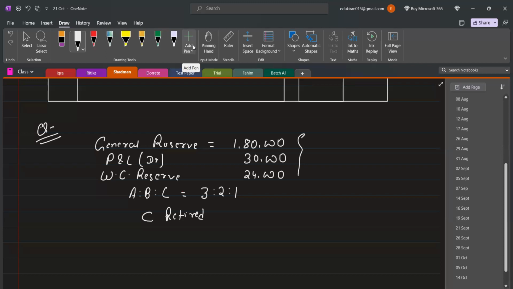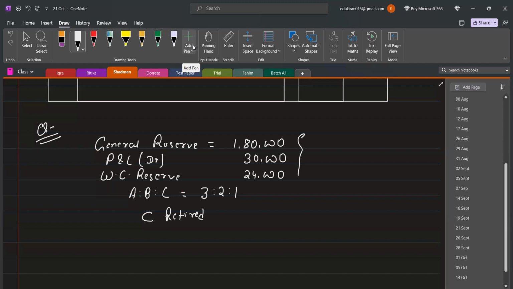Sir, done. Okay. Tell me the amount. General reserve account debit 1,80,000. Workman compensation account debit 24,000. To partners' capital account 2,04,000.